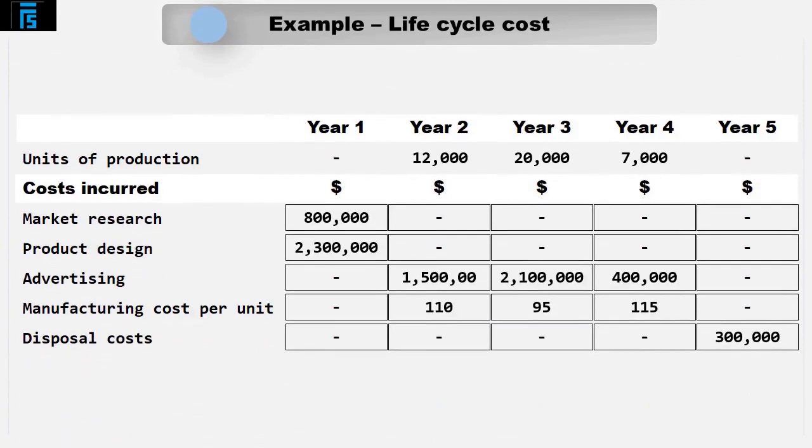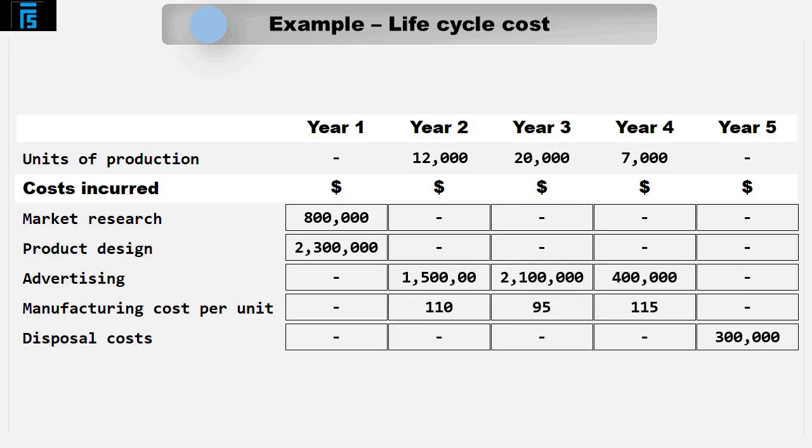Company A will shortly launch a new product onto the market, product T. Market research costs of $800,000 and product design costs of $2.3 million will be incurred in year 1. These are pre-production costs. Budgeted units of production are 12,000 in year 2, 20,000 in year 3, and 7,000 in year 4. Advertising costs are budgeted to be 1.5 million in year 2, 2.1 million in year 3, and 400,000 in year 4.